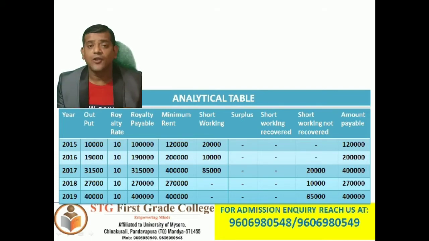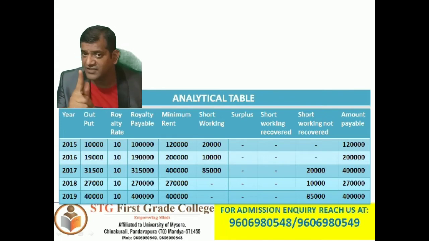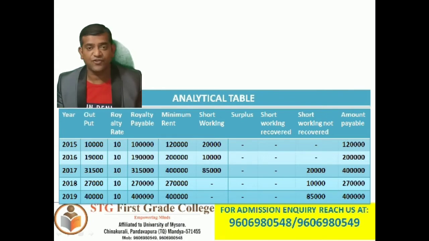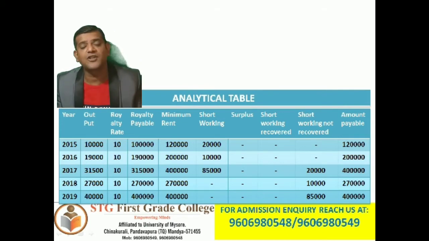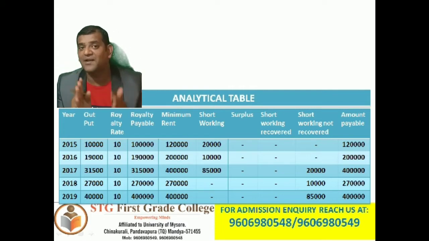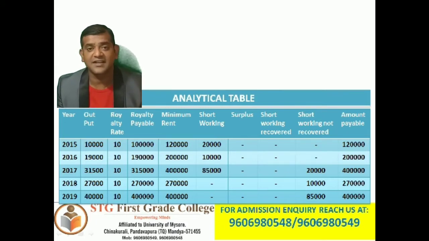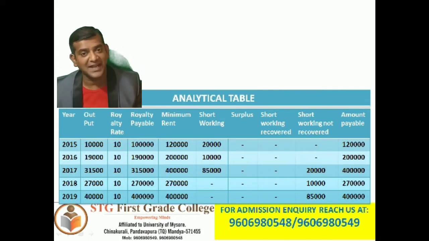So now look for the minimum rent for the second year which has been given in the problem. He said 1,20,000 for the first year and 2 lakh rupees for the second year. So 2 lakh rupees is the second year minimum rent, correct? So enter that amount in the minimum rent column, 2 lakh rupees. Again the same method, compare royalty payable and minimum rent. Which is greater? Minimum rent is greater, because minimum rent is 2 lakh and royalty payable is 1,90,000.